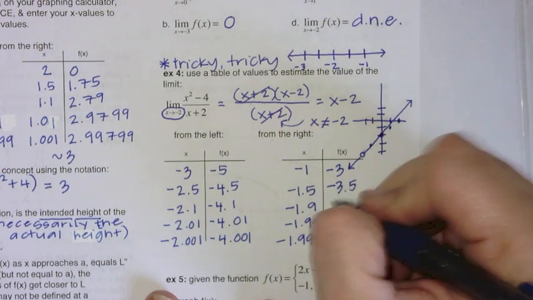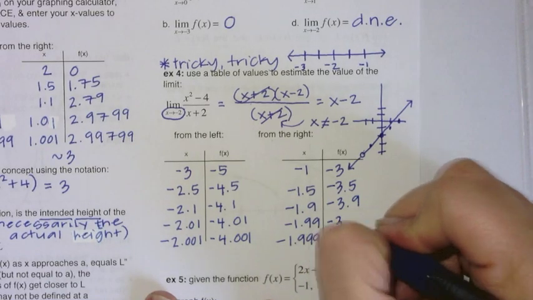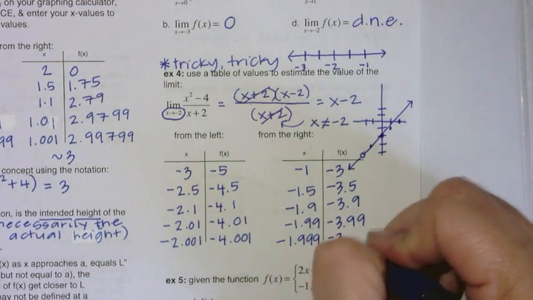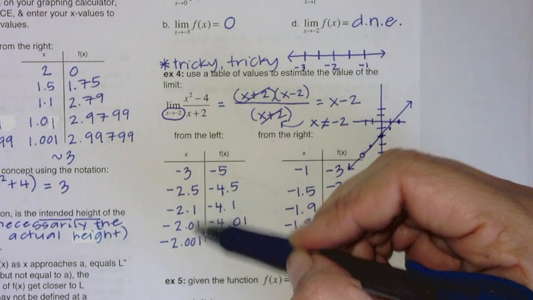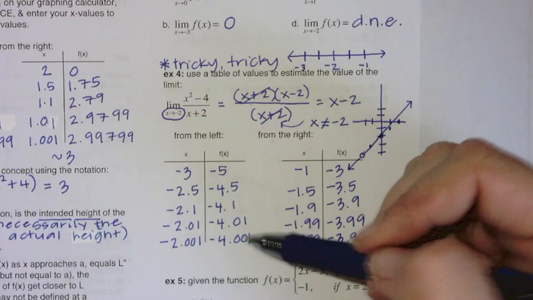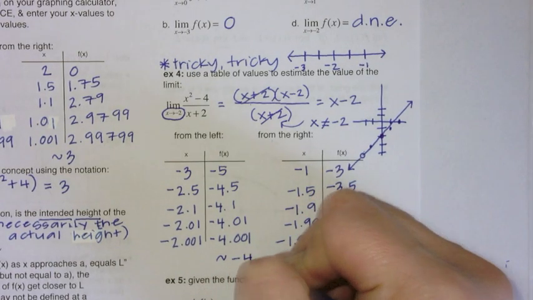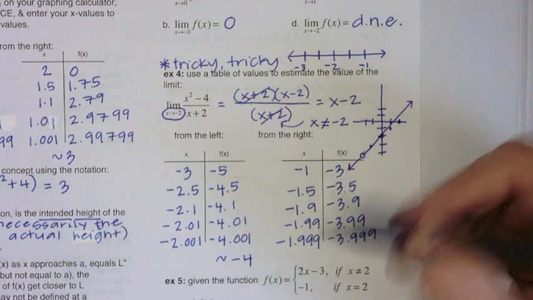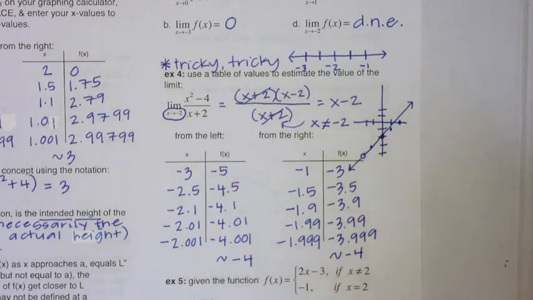If you don't know how to use that calculator or you're not confident yet, then you should use the calculator to make sure you're getting these values. It's not going to hurt you to do it that way. Okay, as x is getting closer to negative 2 from the left, what are the y values approaching? Negative 4. And as x is coming in and getting closer to negative 2 from the right, what are those y values approaching? Negative 4.